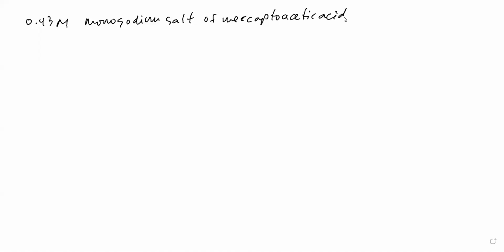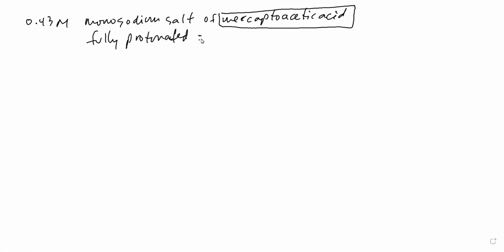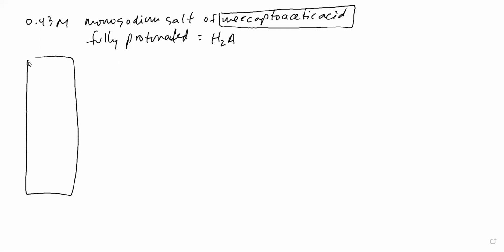Well, we look up the structure in the appendix and we see that in its fully protonated form, the mercaptoacetic acid itself, before we do the monosodium salt, is an H2A formula and charge. So it's electrically neutral H2A. It's diprotic.